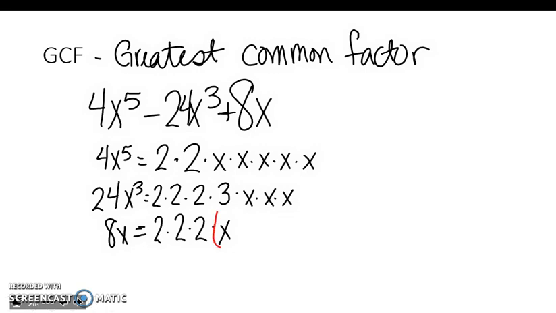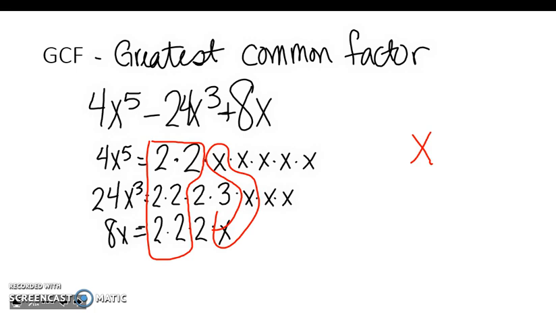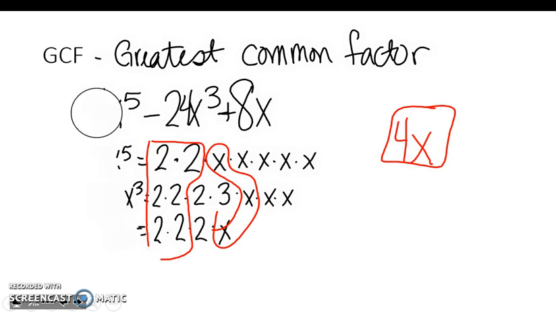So for x's, I can only use one x. So that's in my final answer. And then on this one, I can actually take 2 2's from every single one. So 2 times 2 is actually 4. So our GCF is going to be 4x. Guys, it doesn't always have to have a whole number and a variable. Some of them could just have a whole number or could just have a variable. Okay. So on your homework tonight, some of them could just have a variable or could just have a whole number. All right, we'll do one more.